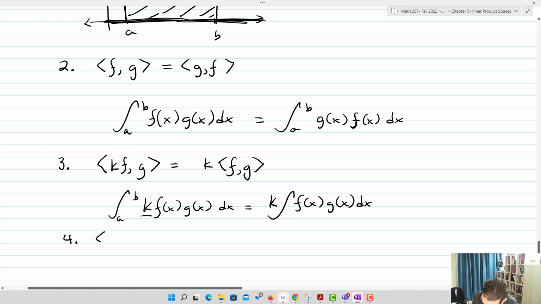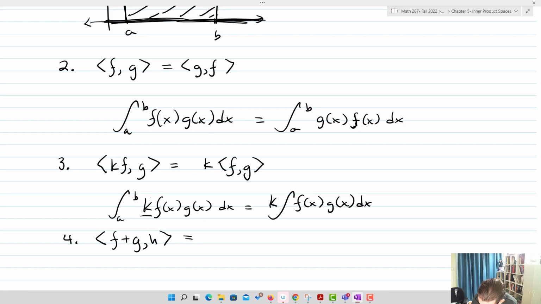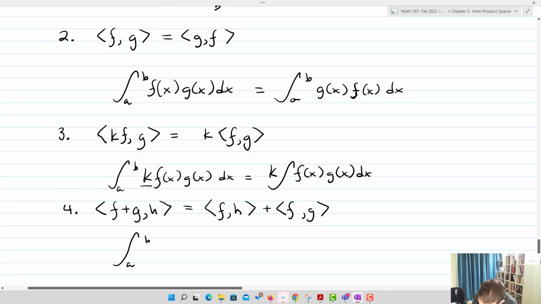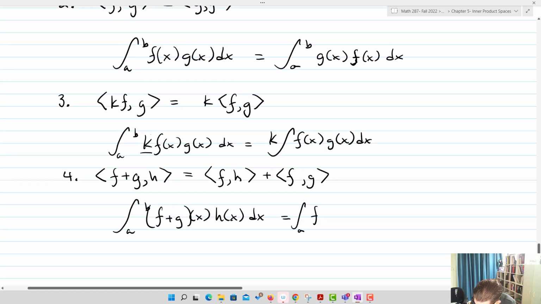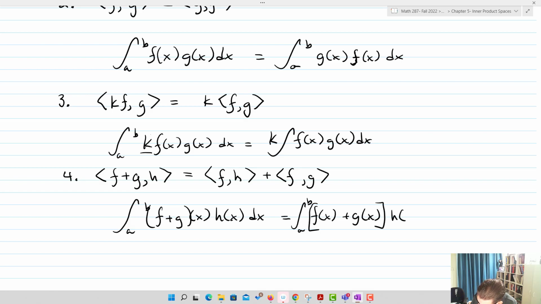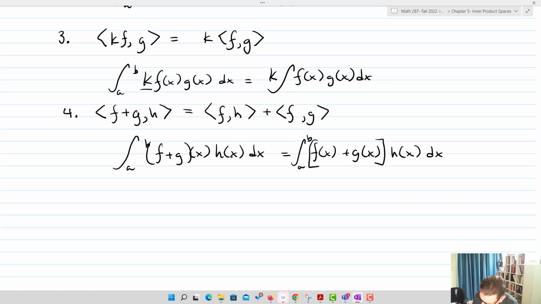And then 4, I need that f plus g, inner product with h, will equal the inner product of f with h plus the inner product of g with h. And so if I take the integral now, I've got the integral from a to b of (f plus g)(x) h(x) dx. We know that this is going to then equal the integral from a to b of f(x) plus g(x), right? Because that's how we add functions, times h(x) dx. And then that'll equal the integral from a to b of f(x) h(x) plus g(x) h(x) dx.